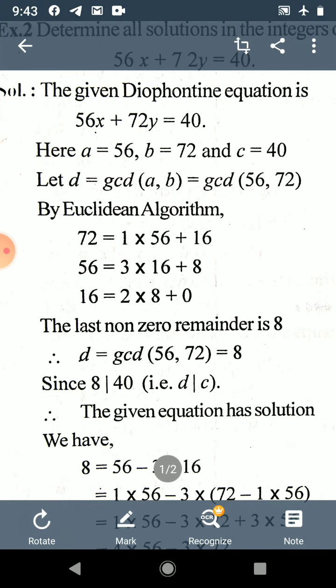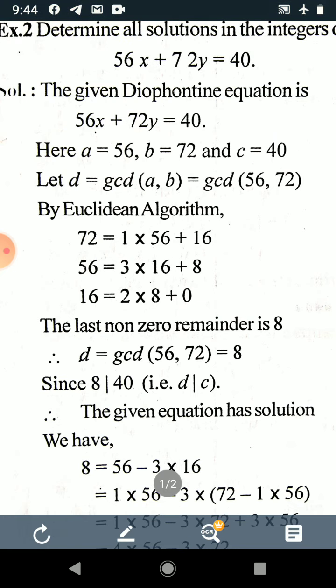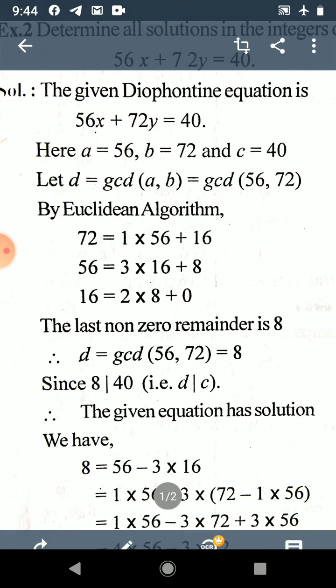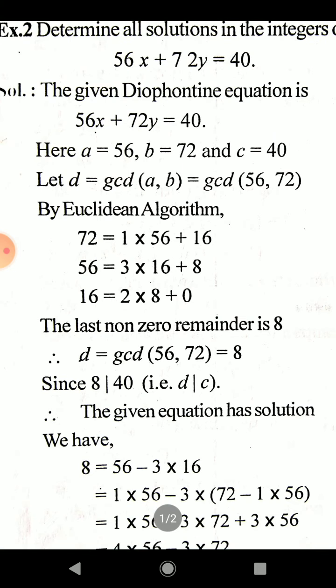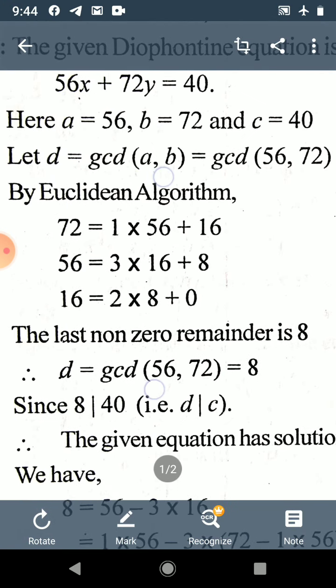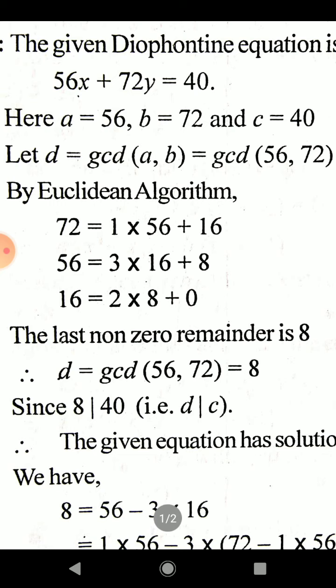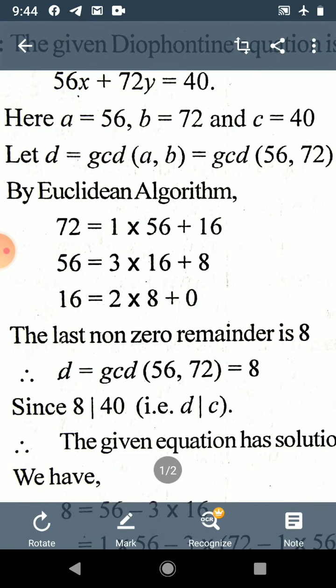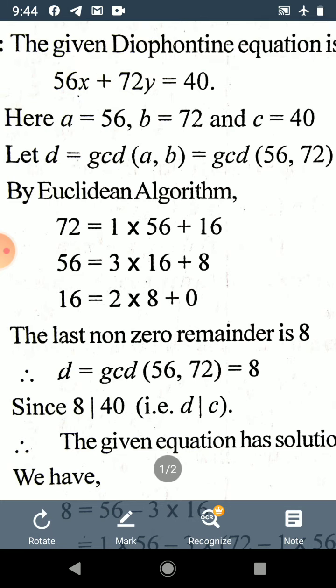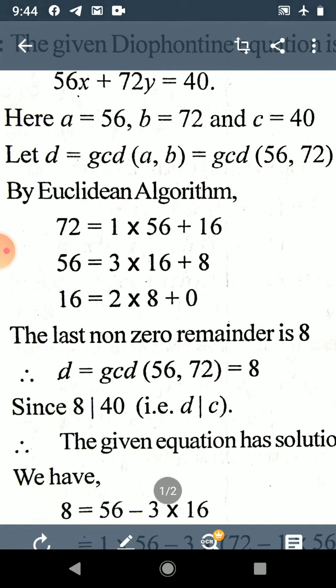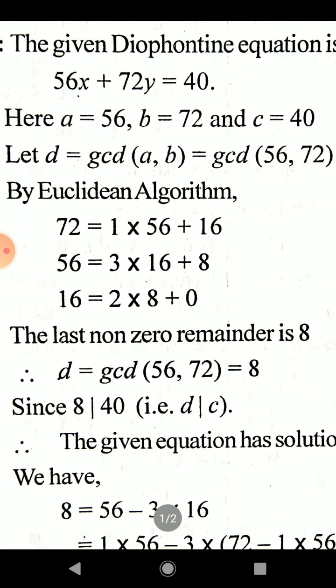Then next step: here the remainder is 16 and the divisor is 56. We have to divide this divisor by the remainder 16 and apply the division algorithm again. After dividing 56 by 16, we observe that 56 can be written as 3 into 16 plus 8. Again the remainder is 8 and the divisor is 16 in this equation. Then we have to divide 16 by 8. After dividing 16 by 8, by the division algorithm we have 16 is equal to 2 into 8 plus 0.